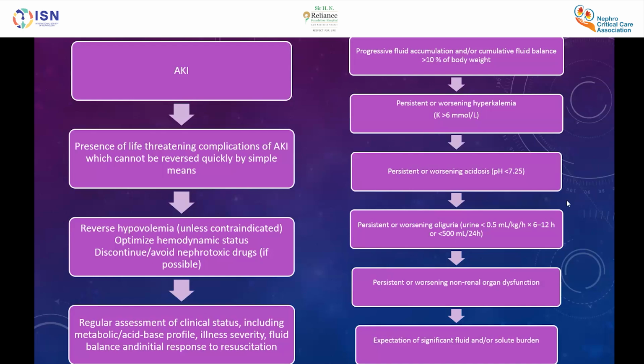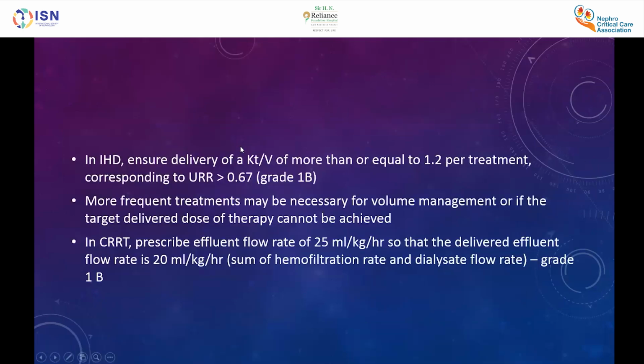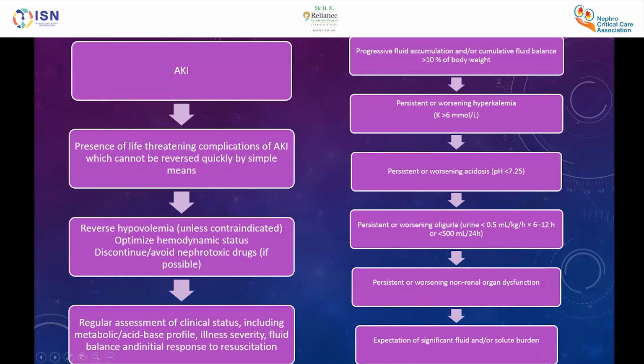If any of these indications, that is hyperkalemia, acidosis, worsening oliguria or non-renal organ dysfunction, significant fluid or solute burden is more. If any of these indications are there, then we definitely switch over to RRT. But if not, then we again go back to reversing the hypovolemia or optimizing the hemodynamics, regular assessment of the clinical status, which includes the acidosis and lab parameters.